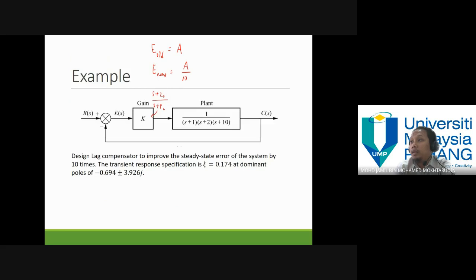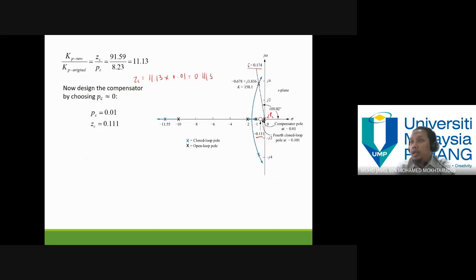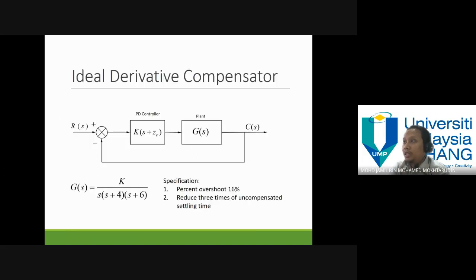And then from there, you can give a value of PC, approximately zero. And then you can get ZC by using the ratio, okay? The ratio that you calculated. So in this example, you cannot find K. So to find K, you need to use something else, okay? You need to use MATLAB. So here in this example, you are able to find PC and ZC. Okay, so that's it for lag compensator.